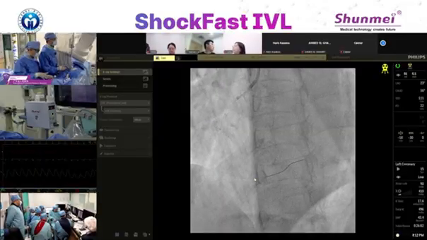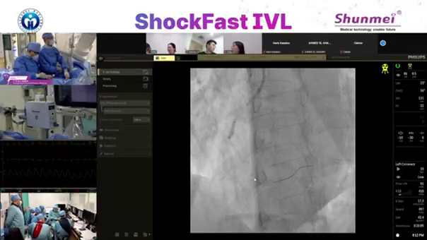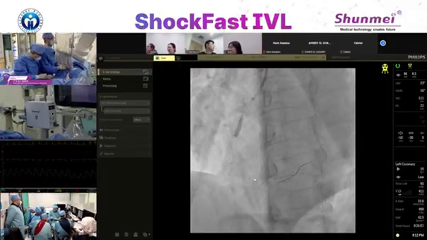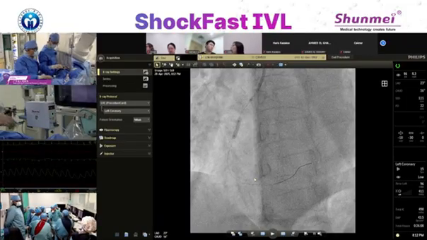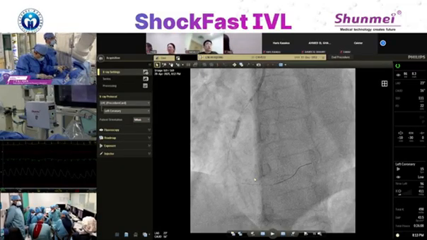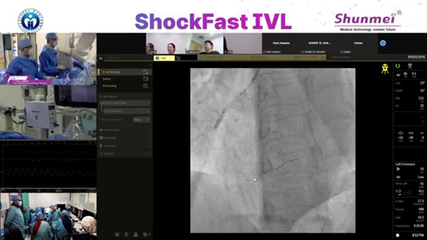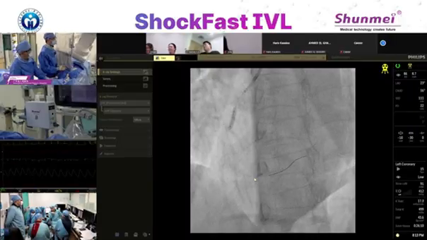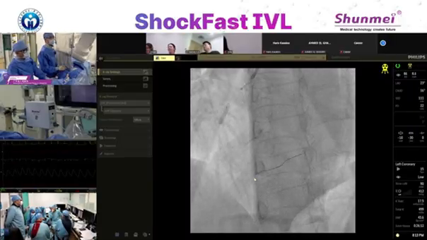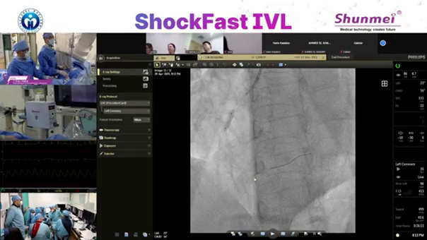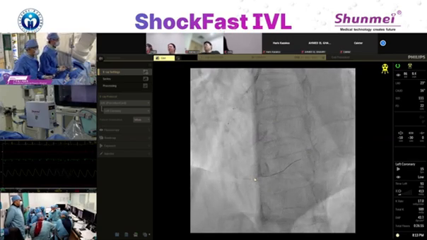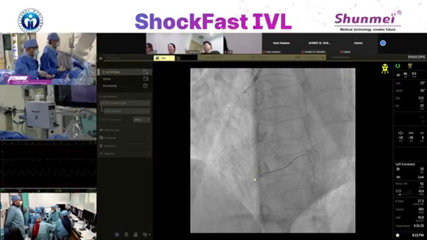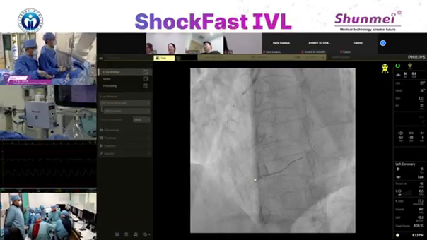For the middle segment, because the resistance is very high, I went to 26. Now I go to 26 atmosphere and keep it for a while. Make sure the stent was well opened. Okay, here is the proximal edge.